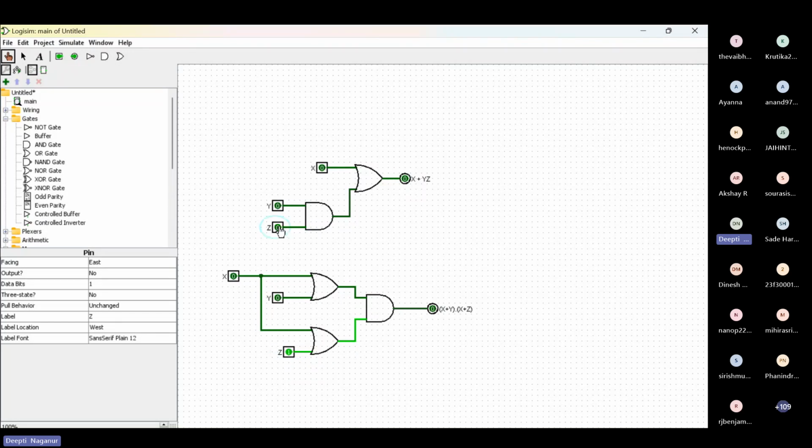Now let me make X and Y both 1. What will I get? X and Y both are 1. That will give me again 1. What happens if both Y and Z are 1? With each click, I'm able to change the input values. Again, the output will be 1. What if Z and X are 1?